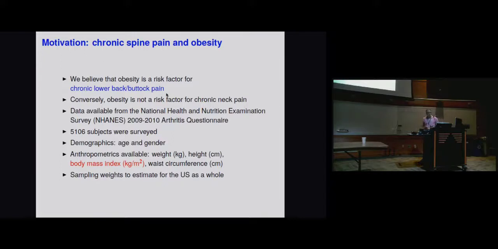So there's a very nice survey called NHANES, and there's this arthritis questionnaire that asks all kinds of questions about neck pain and back pain, and some other types of arthritis pain, which are not relevant. There were 5,106 subjects surveyed. Today I'm just going to restrict it to fairly simple stuff: age and gender, and some anthropometric measures: weight, height, body mass index, and waist circumference. And there were some sampling weights to estimate for the U.S. as a whole. That was a kind of new twist, and I wanted to try that out too.